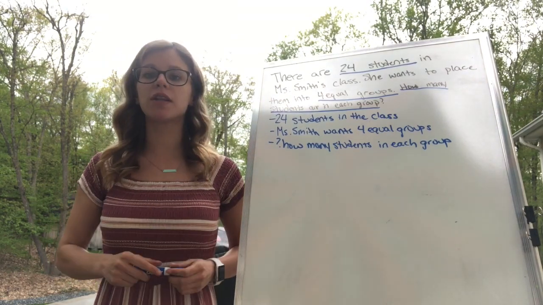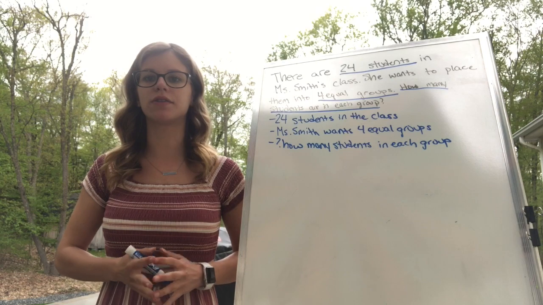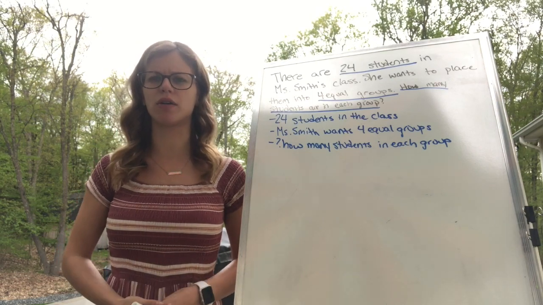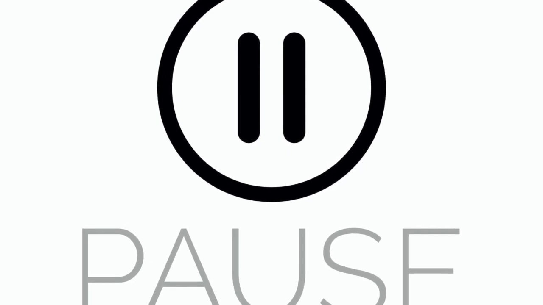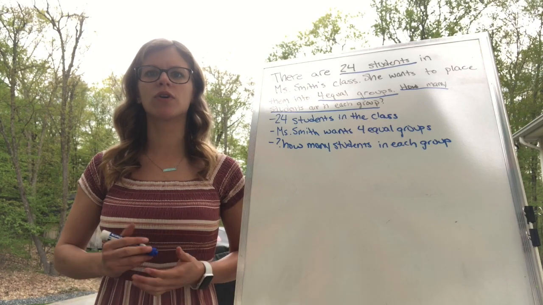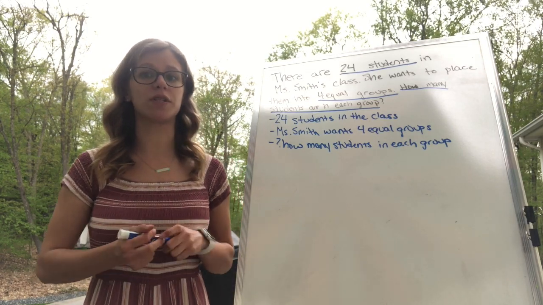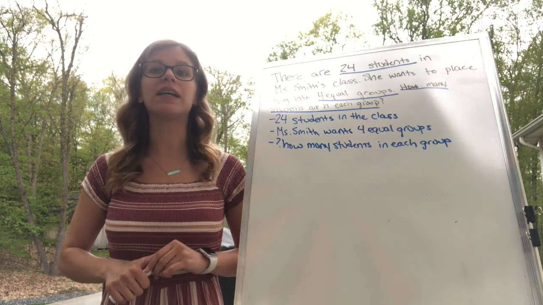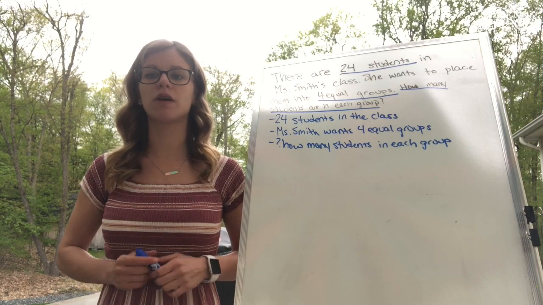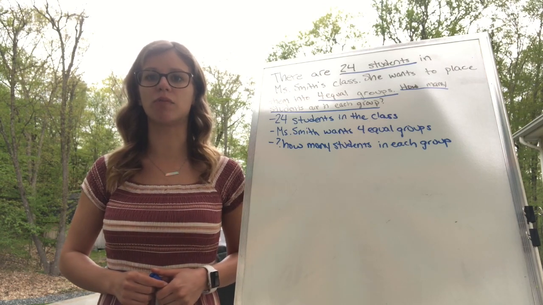So pause me and think about what question we are trying to solve. What are we trying to figure out throughout this problem? We're trying to figure out not how many groups there are. We know that there's 4 equal groups. We're trying to figure out how many are in each group. Pause me and think about what equation will represent this problem.